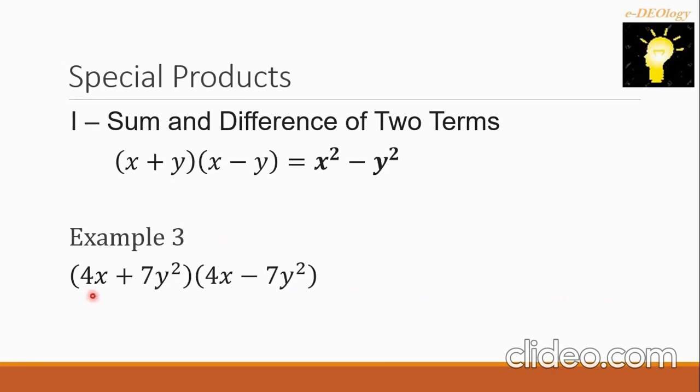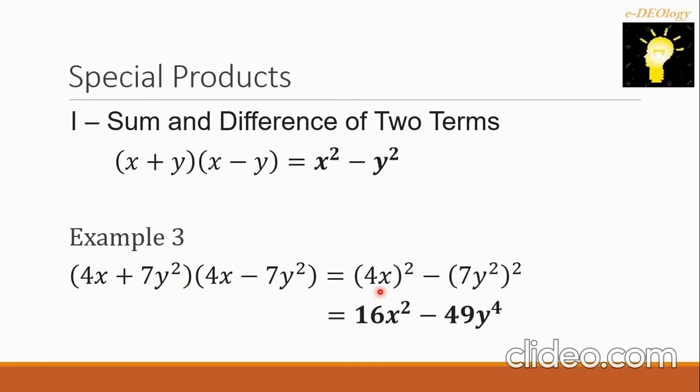Example 3, 4x plus 7y squared multiplied by 4x minus 7y squared. The first term 4x is squared, then minus the 7y squared is again squared. So we simplify 4x all raised to 2, it becomes 16x squared, and then minus the 7y squared is raised to 2, so it becomes 49y raised to 4. So this is our final answer.